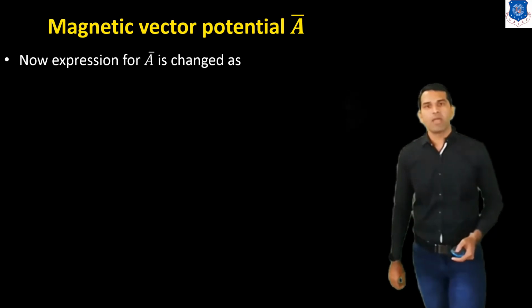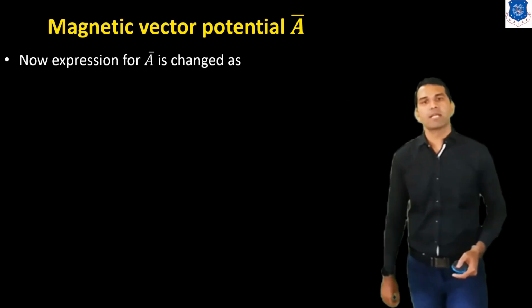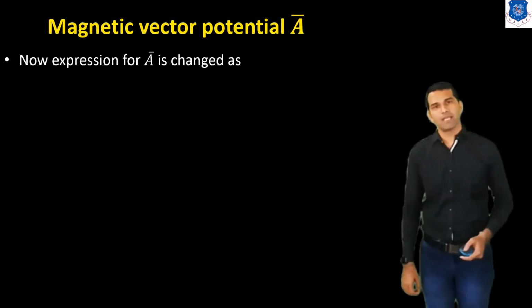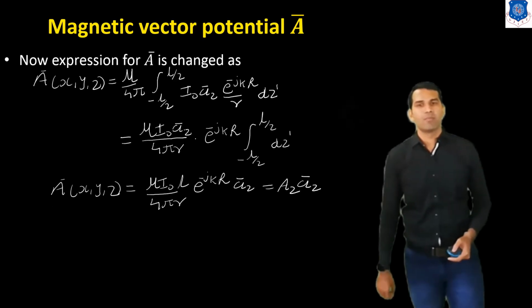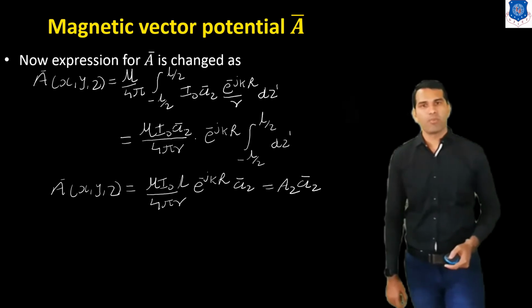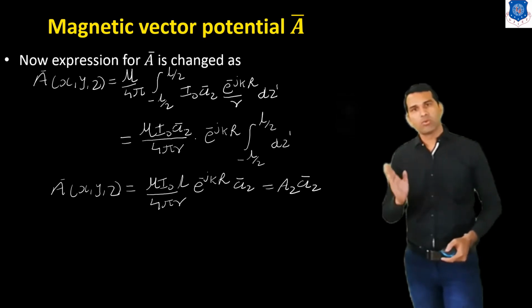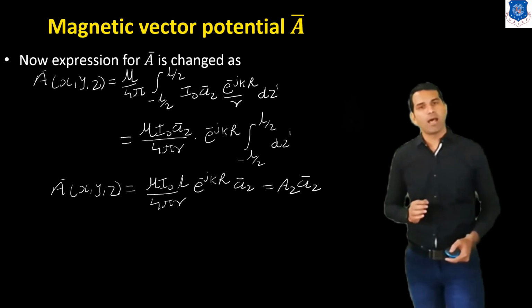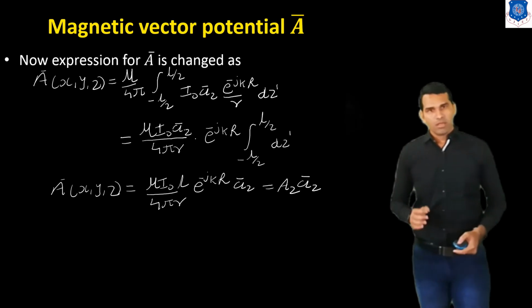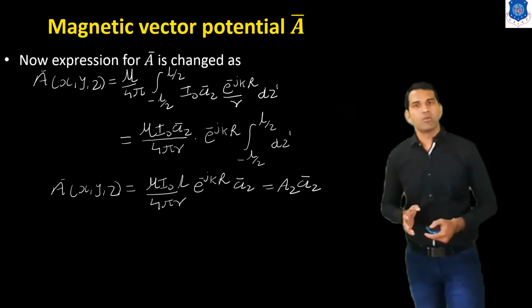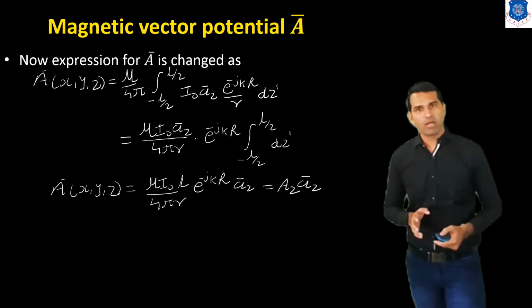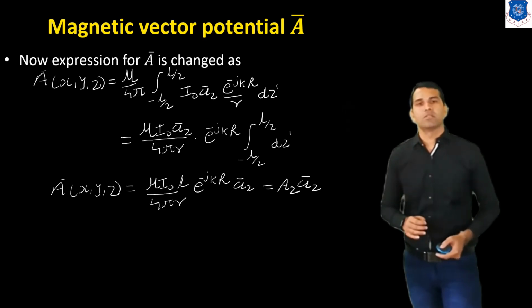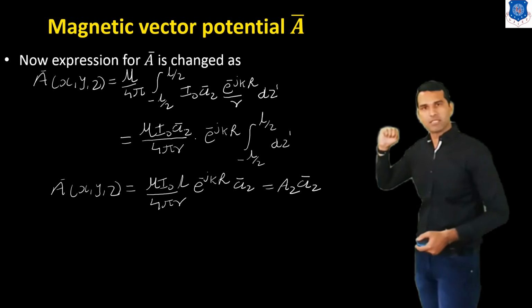Now the expression for A, that means the magnetic vector potential, is changed as A bar xyz equals mu upon 4 pi, integral from minus L by 2 to L by 2 of I0 az e raised to minus jkr upon r dz. Here we just put the value for A because we have considered the antenna is placed at the origin and the current flows along the z axis. So that's why this equation is changed.